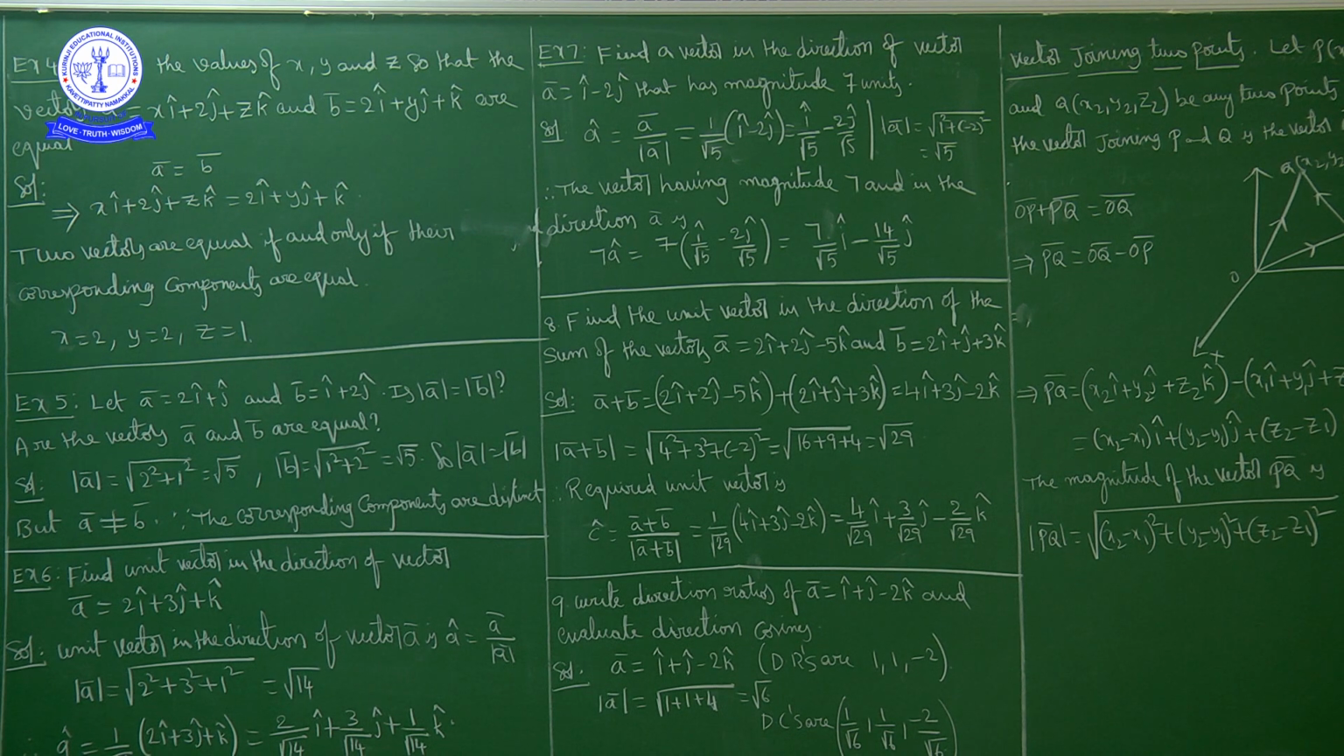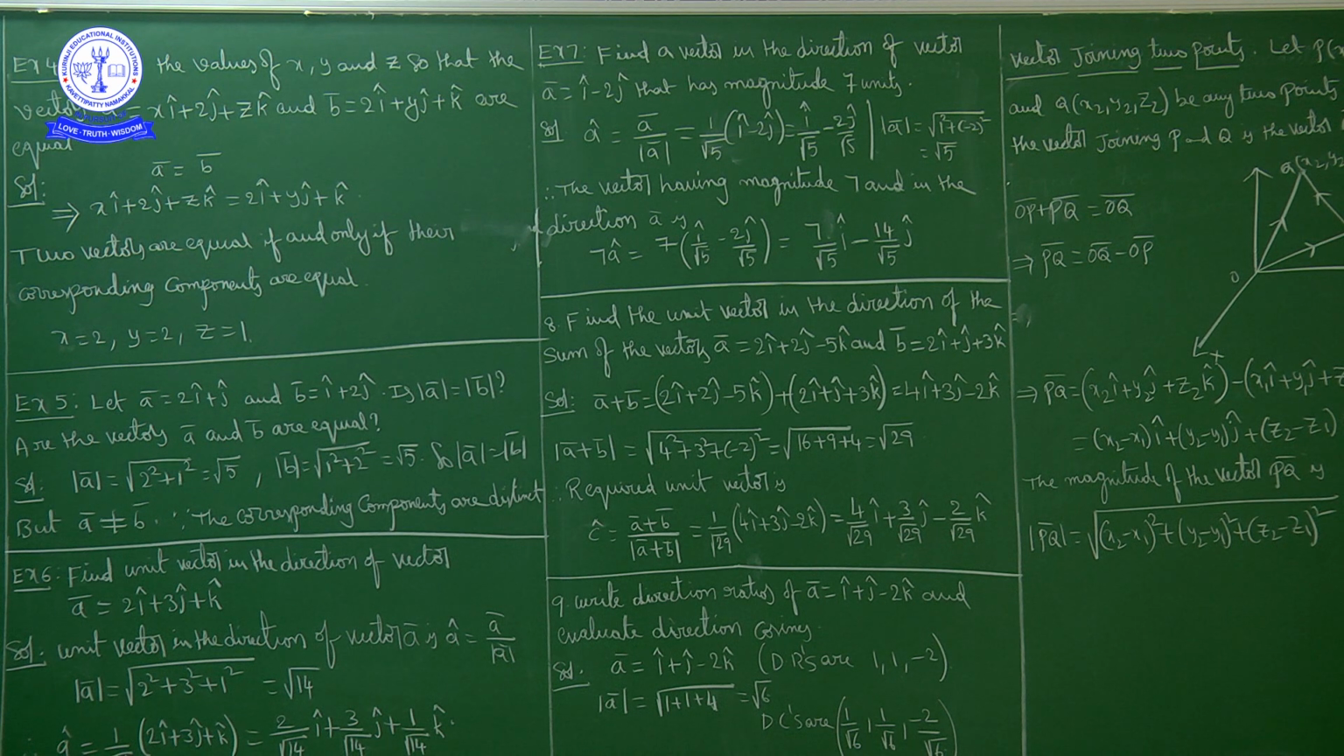Two vectors are equal if and only if their corresponding components are equal. So i component x, here i component 2, so x is equal to 2. j component 2, j component y, so y is equal to 2. k component z, k component 1, so z is equal to 1. So x is 2, y is 2, z is 1.